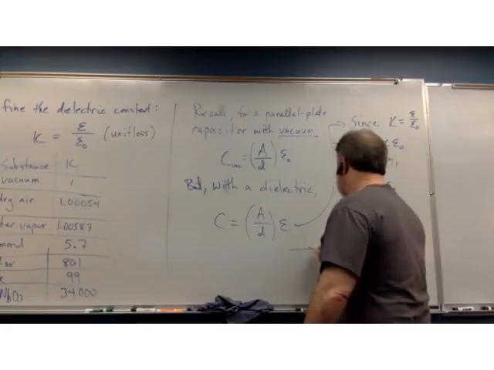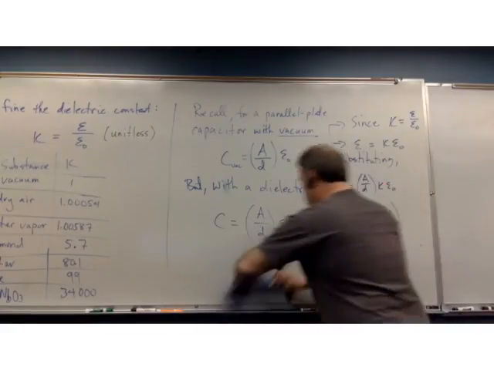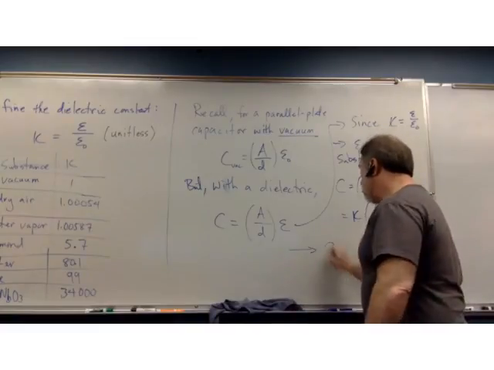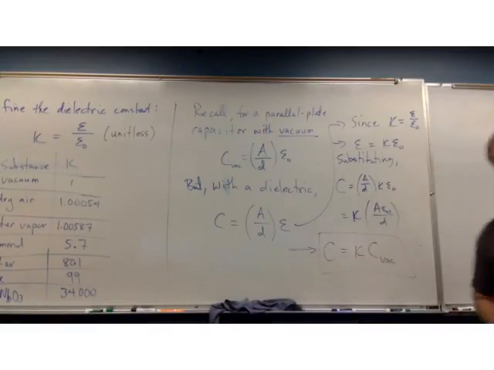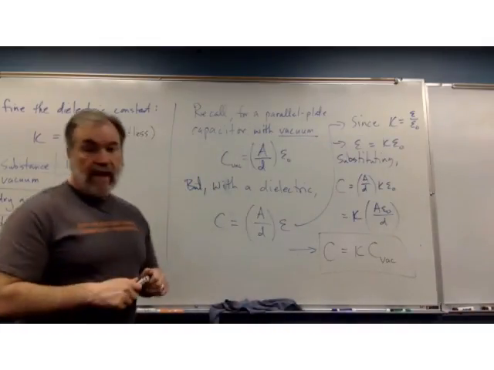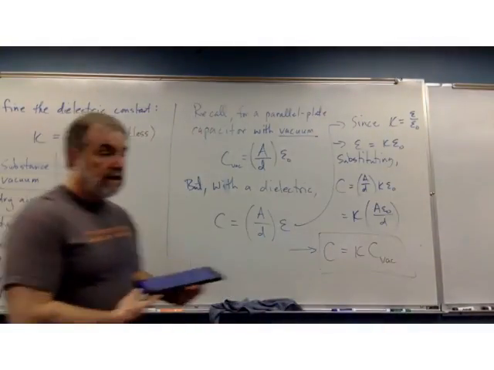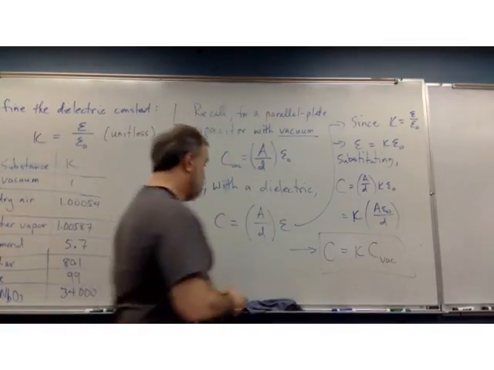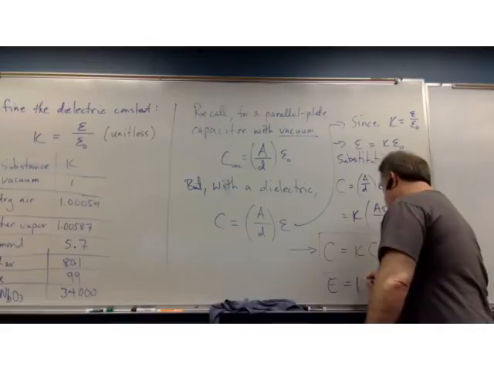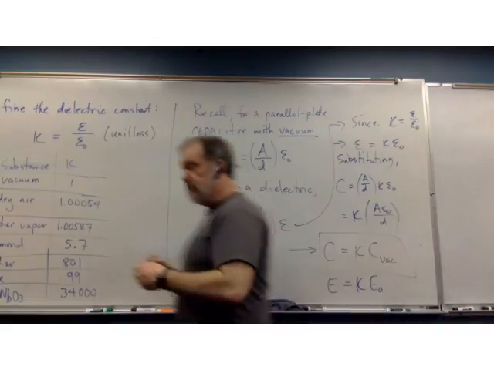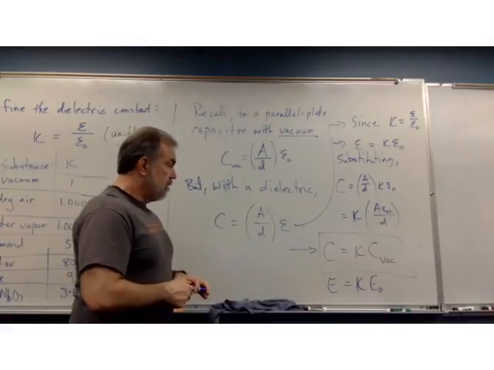And so the answer becomes that the capacitance of the capacitor with the dielectric is related to the capacitance of the capacitor without the dielectric by simply multiplying by the dielectric constant of the material. And that's pretty darn simple. Okay. And by the way, I won't bother to show it here, but you can probably pretty easily develop it yourself, that the new electric field with the dielectric is related to the electric field without the dielectric, again, simply by multiplying by the dielectric constant. Okay. Well, that wasn't so bad.